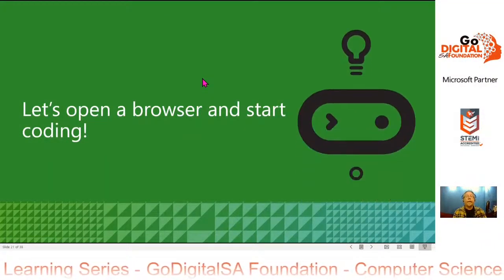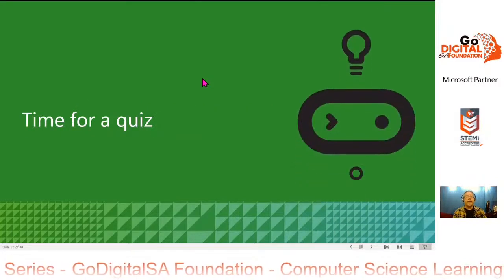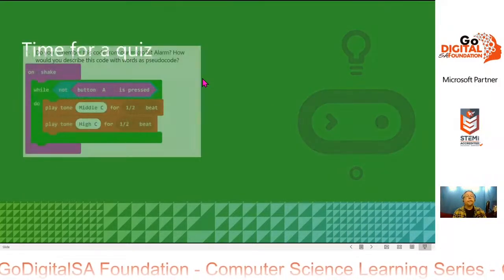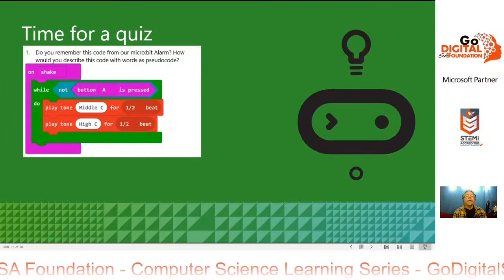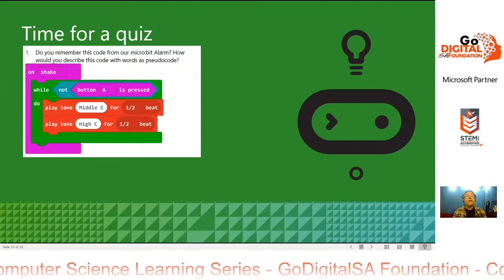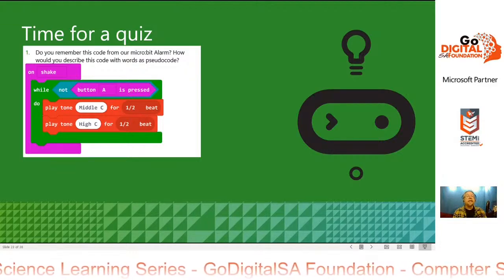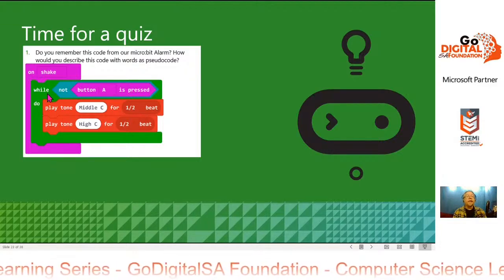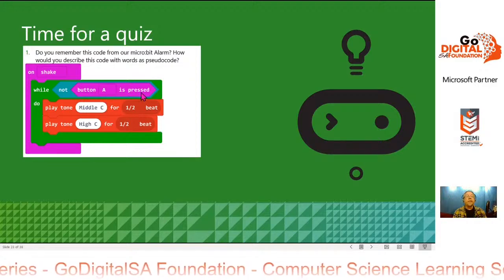Okay, time for a quiz. We had this code from our microbit alarm. So how would you describe this code with words as pseudocode? We've got on shake, while not button A is pressed.